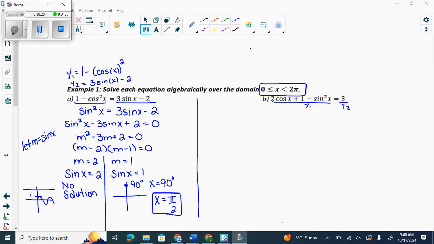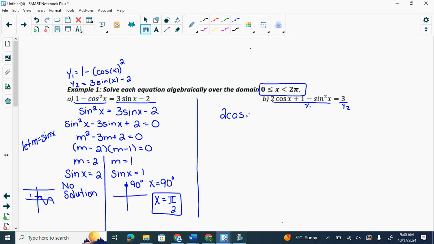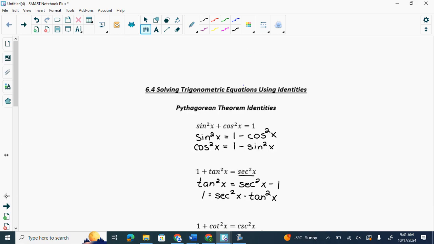Okay? So we have 2 cos x plus 1 minus, and now I'm replacing the sine squared, yes? And when I replace anything with one term with two terms, I have to make sure I put it in brackets. So I'm not going to replace the 1 minus sine squared this time. I'm just going to replace the sine squared to prove to you that I can just do that. So if we look on that previous page, I'm going to replace it with 1 minus cos squared. Do you agree?